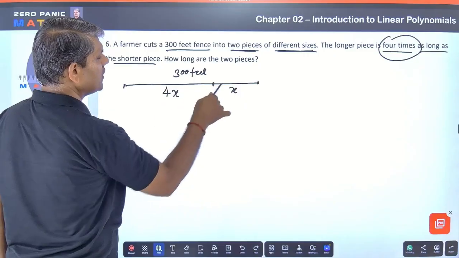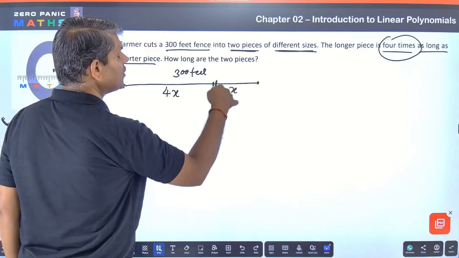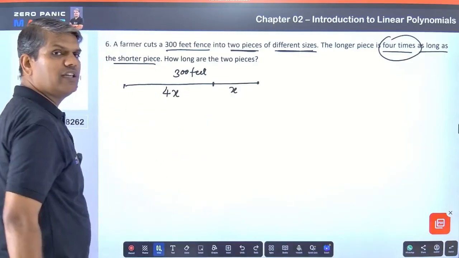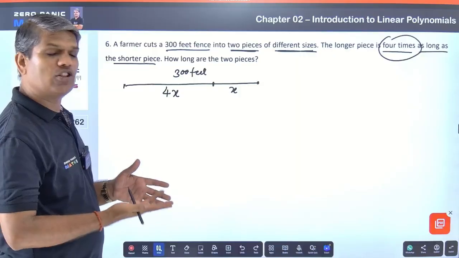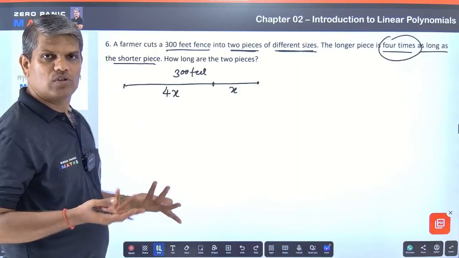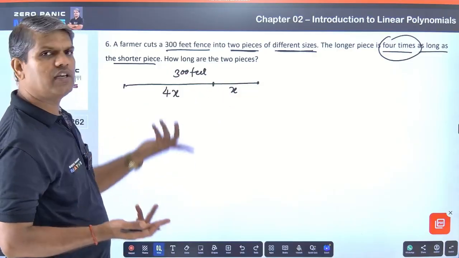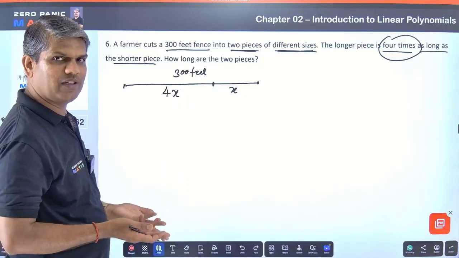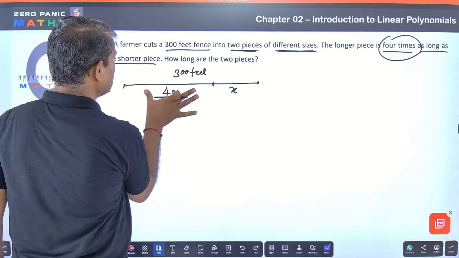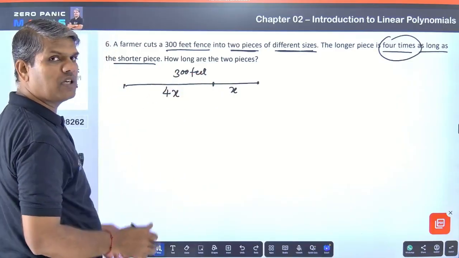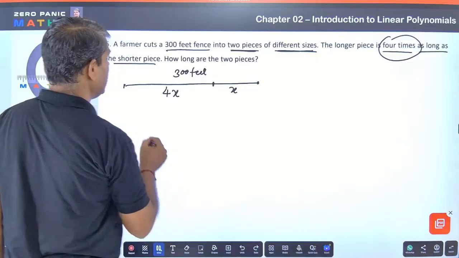So it is 4x. If x is the length of the shorter piece, then 4x is the length of the larger piece. Now you got the answer, right? 4x plus x is equal to 300 feet. That is what the question gives. So if you add up the lengths of the two cut pieces, you should get 300 feet, because originally it was 300 feet.